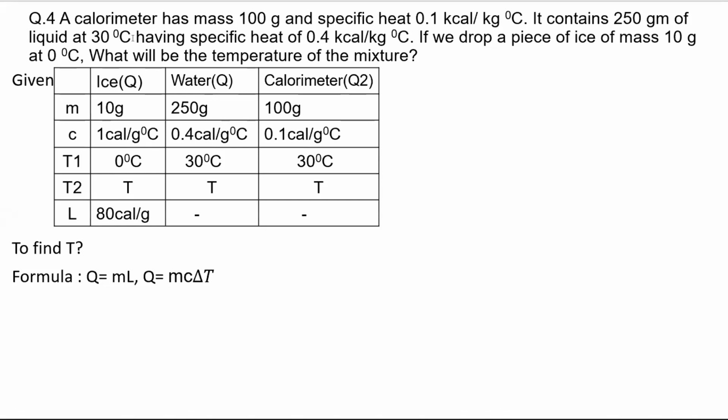A calorimeter has mass 100 gram and specific heat 0.1 kilocalorie per kilogram degree Celsius. It contains 250 gram of liquid at 30 degrees Celsius, having specific heat of 0.4 kilocalorie per kilogram degree Celsius. If we drop a piece of ice of mass 10 gram at 0 degrees Celsius, what will be the temperature of the mixture? This is the question.